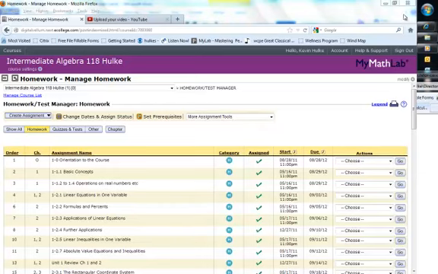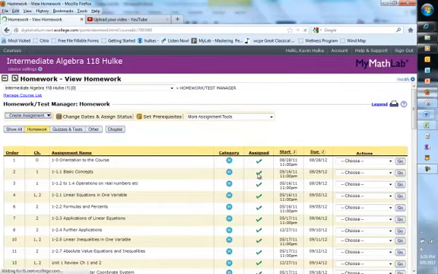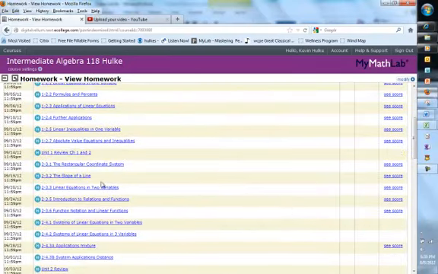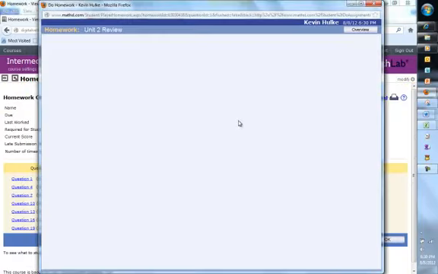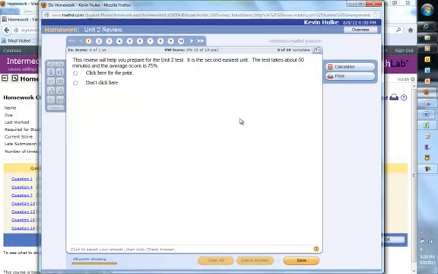All right, we're going to do the review for Unit 2. It says the review will help you prepare for the Unit 2 test. It's the second easiest. The test takes about 50 minutes, and the average score is 75.